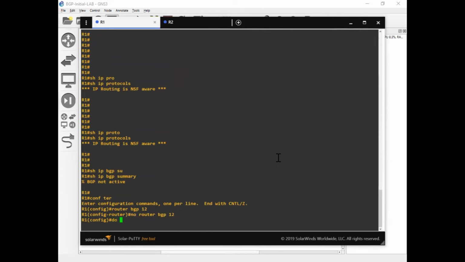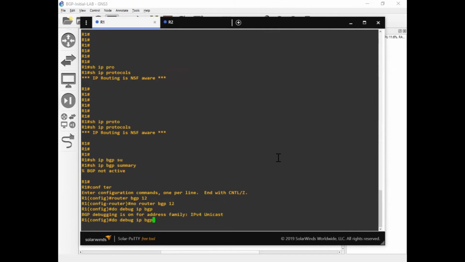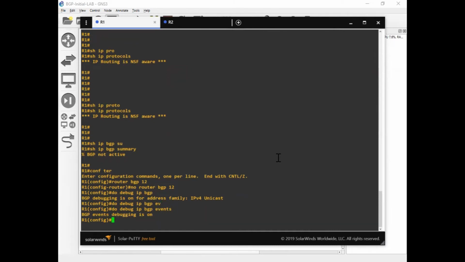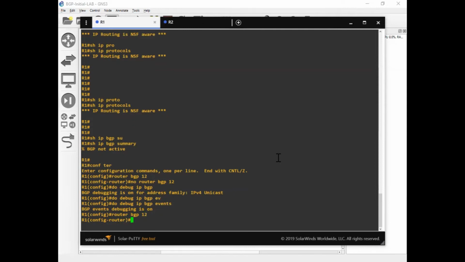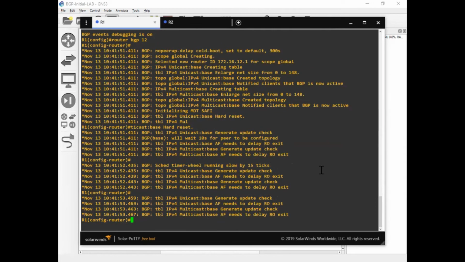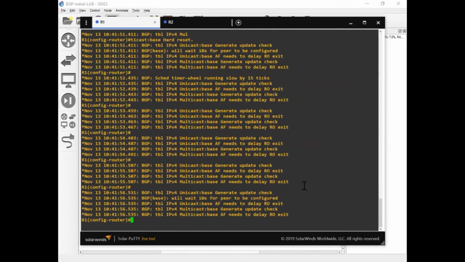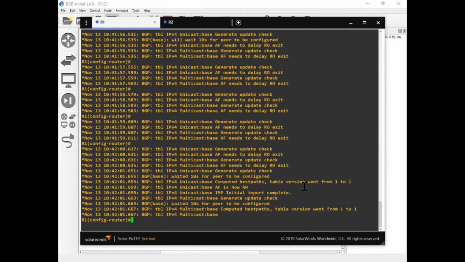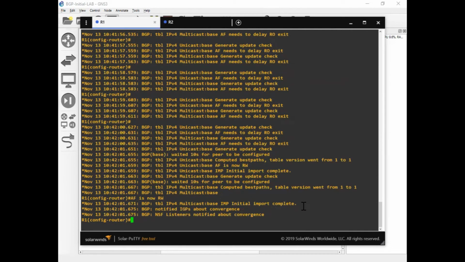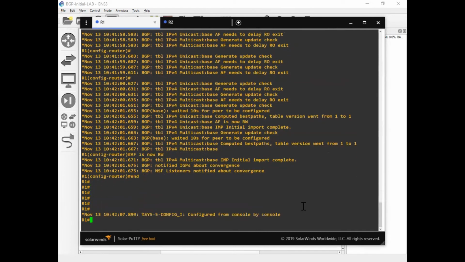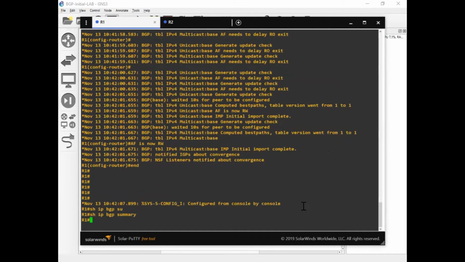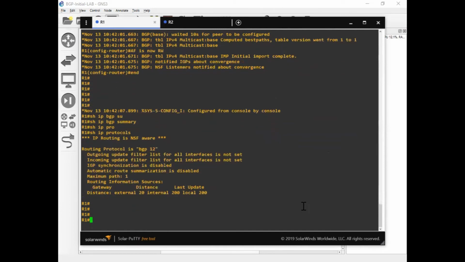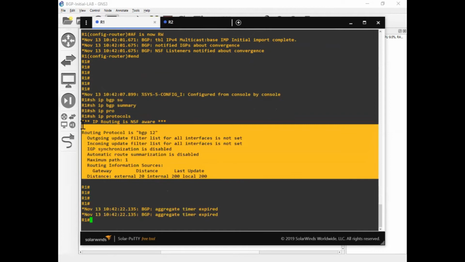BGP. Do debug IP BGP. Okay, and do debug IP BGP events. Now router BGP 12. So when I started router BGP 12, some process started up and we can see that it keeps on checking table version, a lot of things. Maybe I'm not interested. Show IP BGP summary. There is nothing. Show IP protocol. I can see BGP 12 is there, but I cannot see anything else.